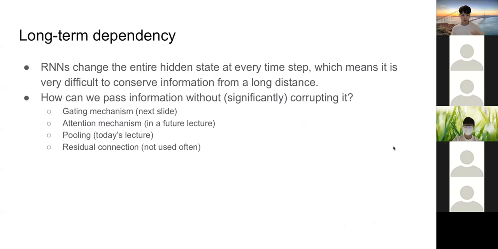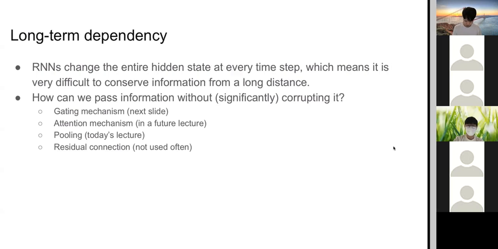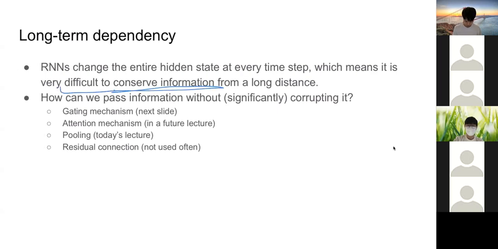you're changing the entire hidden state at every time step, right? Because you're applying the V from the previous time step, adding that to the current input, and then applying tanh. So it is very hard to expect that the model will not change. Actually, it will change everything in many cases. That means that it's very hard to conserve the information. Very difficult to conserve. So how can we actually resolve this issue?